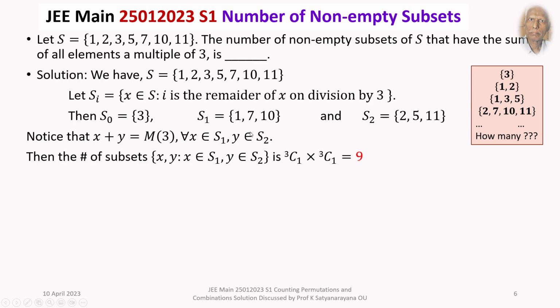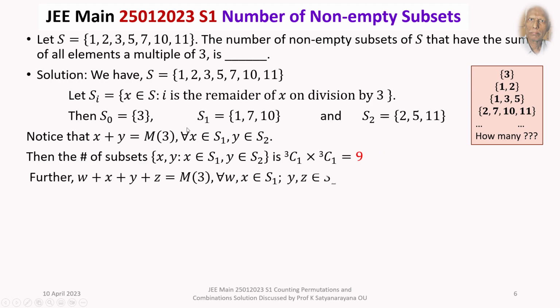And suppose you want to see, for example, 1, 2, one candidate, 1, 5, next 1, 11, like that you consider all those subsets consisting of 2 elements. So they are 9 in number.